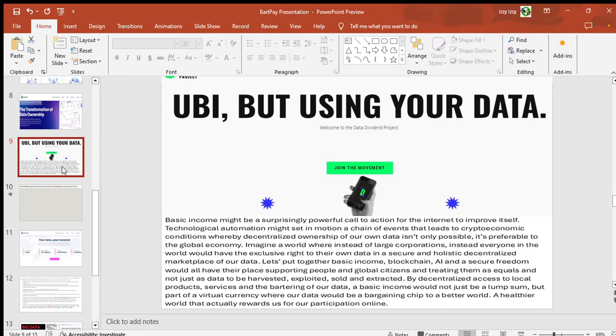By decentralizing access to local products, services, and the bartering of our data, a basic income will not just be a lump sum, but part of a virtual currency where our data will be a bargaining chip to a better world, a healthier world that actually rewards us for our participation online.